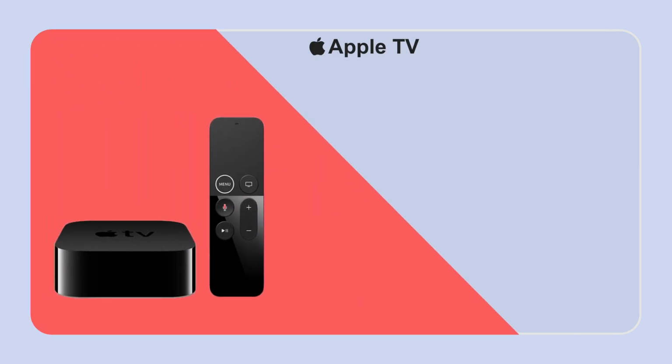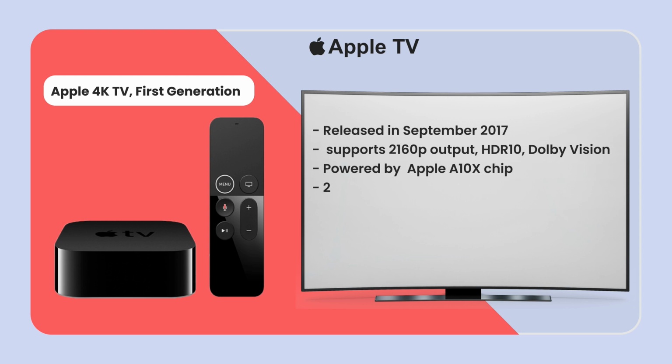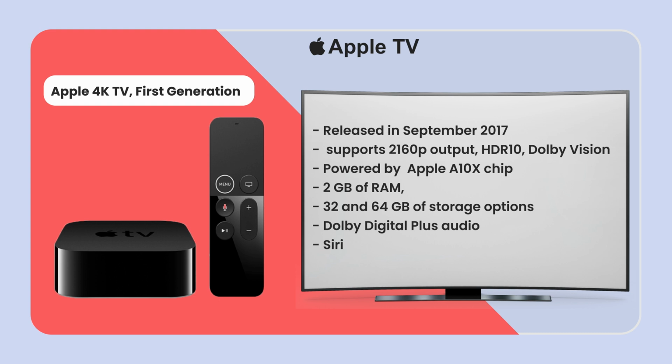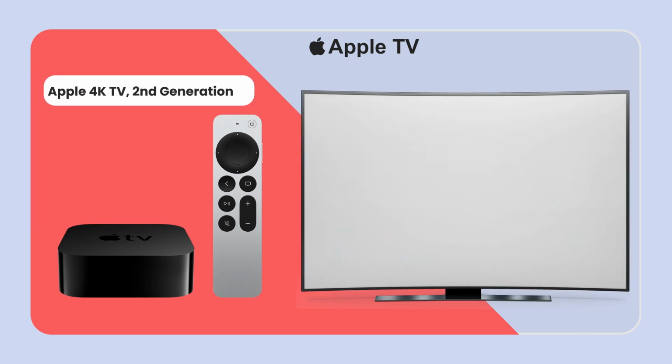Apple TV 4K, first generation. Apple announced the Apple TV 4K, which supports 2160p output, HDR10, Dolby Vision, and includes a faster Apple A10X chip, on September 12, 2017. It has 2GB of RAM, 32 and 64GB of storage options, Dolby Atmos support, and a Siri remote.